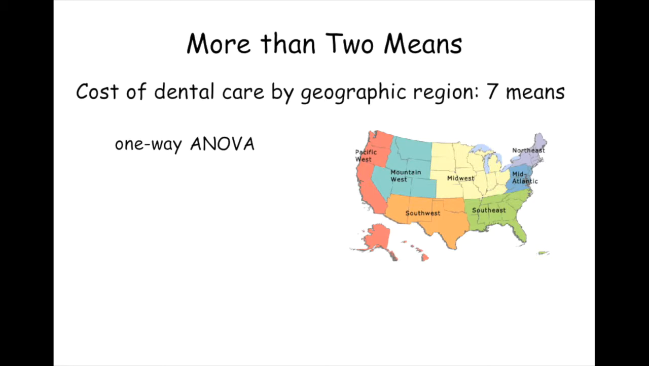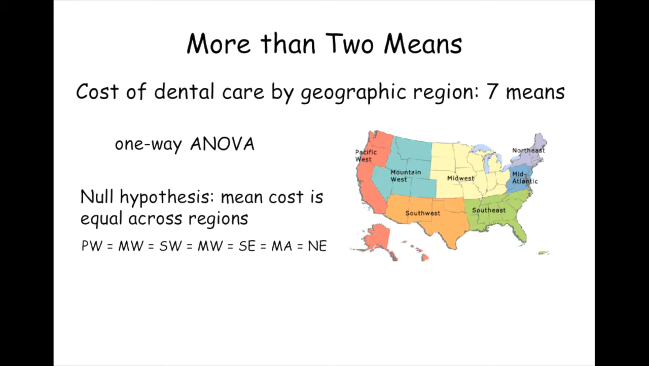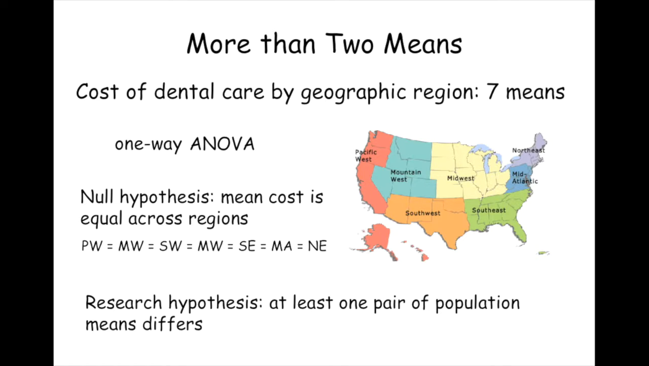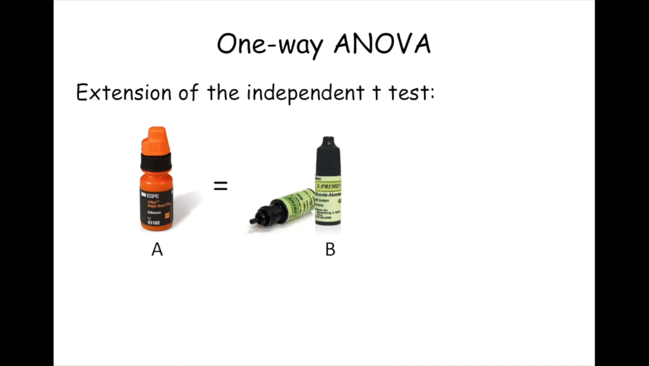You may also see this reported as a one-way ANOVA, which means that there is one categorical independent variable, in this case, geographic region. The null hypothesis states that there is no difference in mean cost of treatment across geographic regions, or that the means are all equal. The null hypothesis would be rejected if there were mean differences found between any two regions. So the research hypothesis is that there is a mean difference somewhere, that at least one pair of means differs.